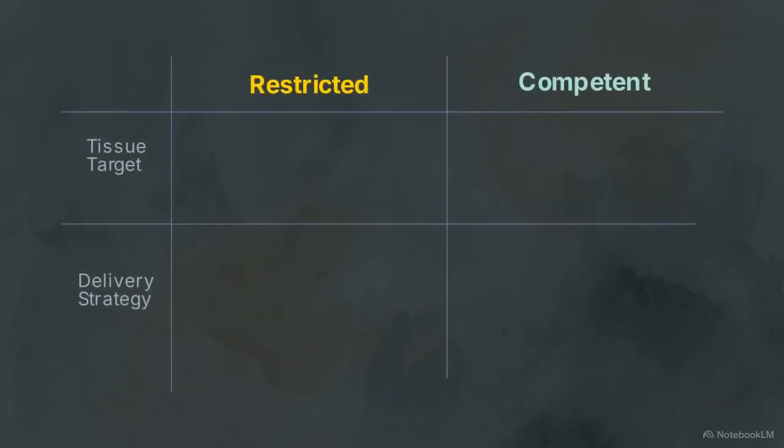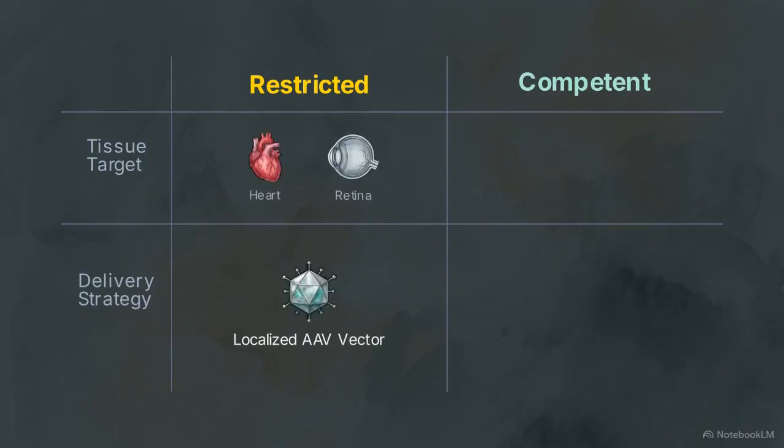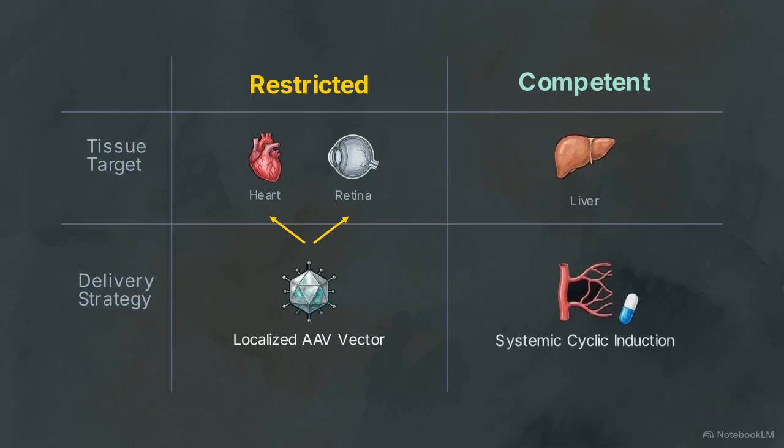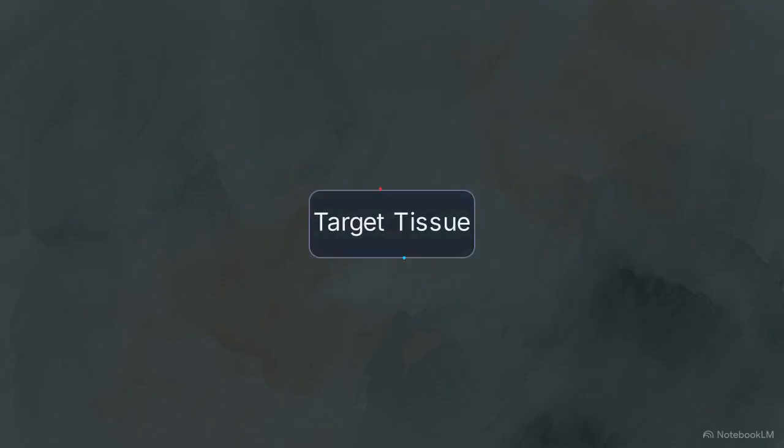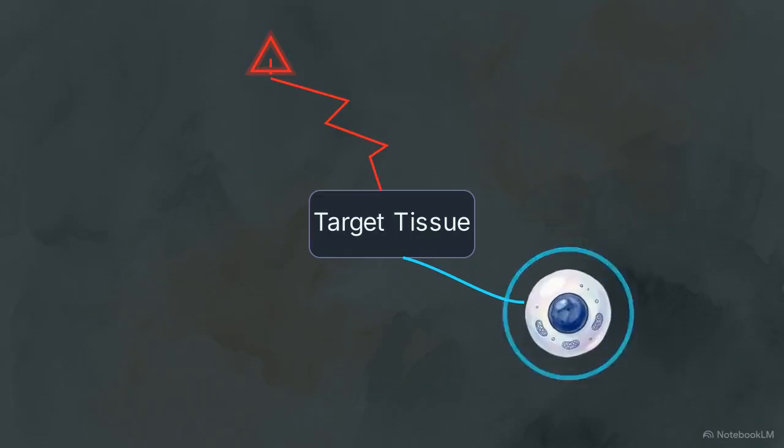This matrix shows the two distinct delivery architectures. Restricted tissues, like the heart and retina, require localized AAV vectors, while competent organs, like the liver, can be managed through systemic cyclic induction. Mapping these divergent architectures is essential to preventing organ failure while maximizing the regenerative response.